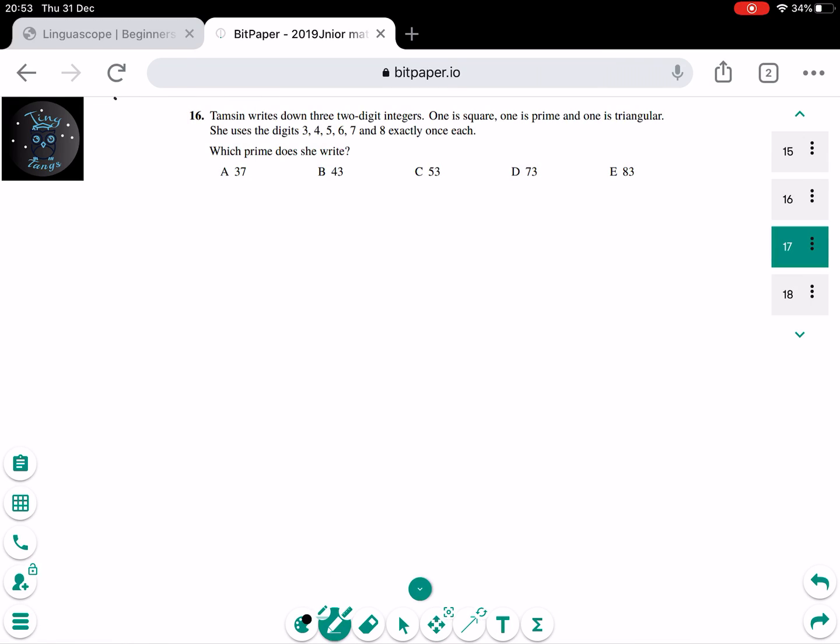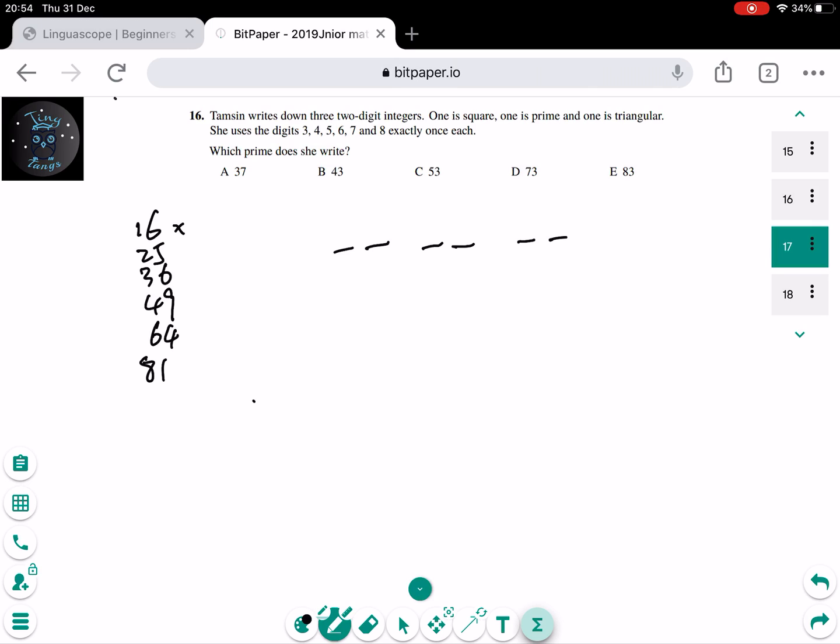For question 16, it says that Tasman writes down 3 2-digit numbers. So we know that there are two digits. One is square, one is prime, and one is triangular. So let's try square first. So squares that use up two digits would be 16, 25, 36, 49, 64, and 81.